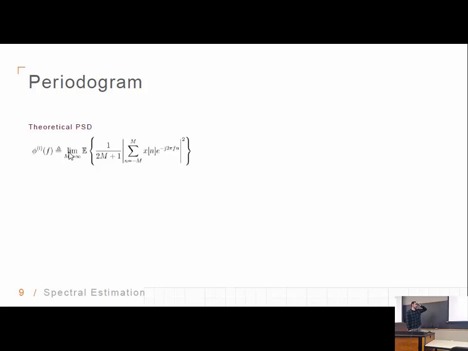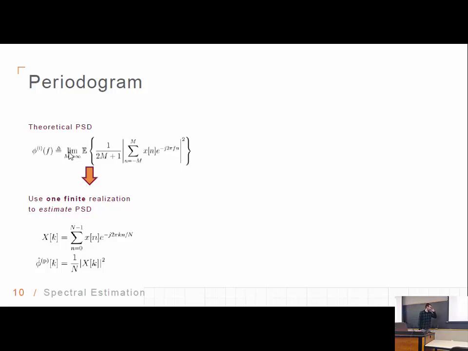And there's an expectation operator, which means we only have one realization oftentimes, so we can't use that expectation operator. And also f is a continuous variable, and that doesn't work well for computers. So if we use one realization and we make it finite, and we change f to k over n, we get this, which is called the periodogram.